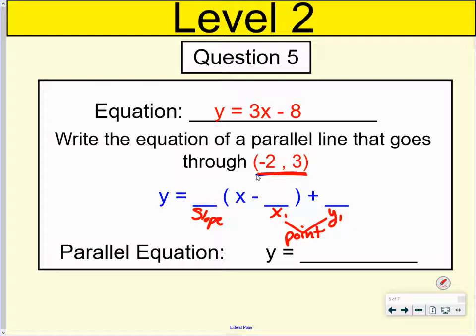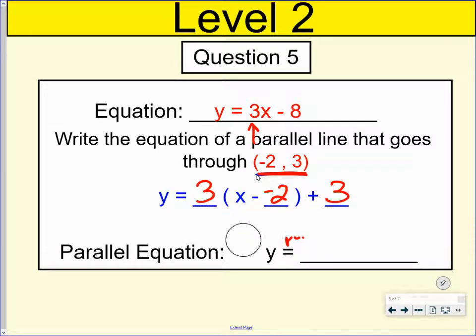-2, 3? Well, that's the point we want it to go through, so I'm going to put that in here, -2, 3. And what slope do we want it to have? Well, we want it to have the same slope as this equation we were given because they're parallel. Parallel lines have the same slope. So we want an equation of a line that's going to have the slope of 3.